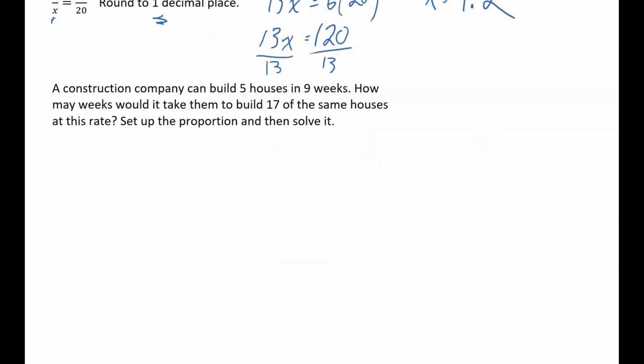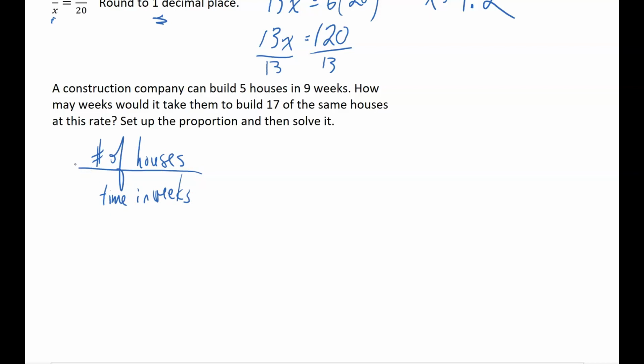So a construction company can build 5 houses in 9 weeks. How many weeks will it take them to build 17 houses of the same houses at this rate? So set up the proportion and then solve it. So you should have the houses, the number of houses, and the time, or in weeks.